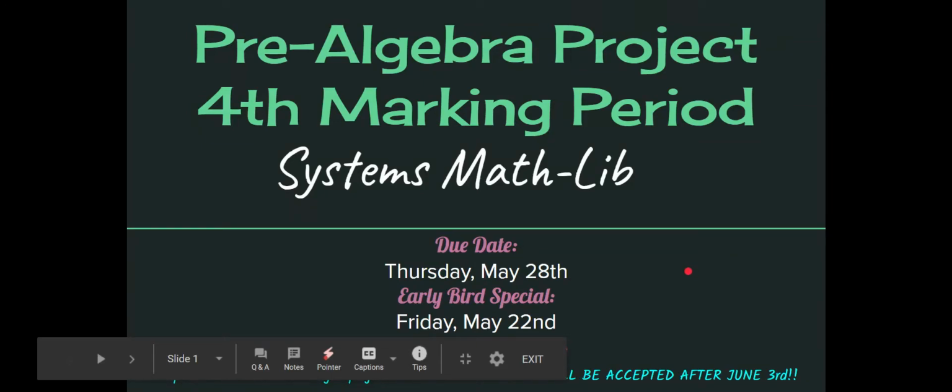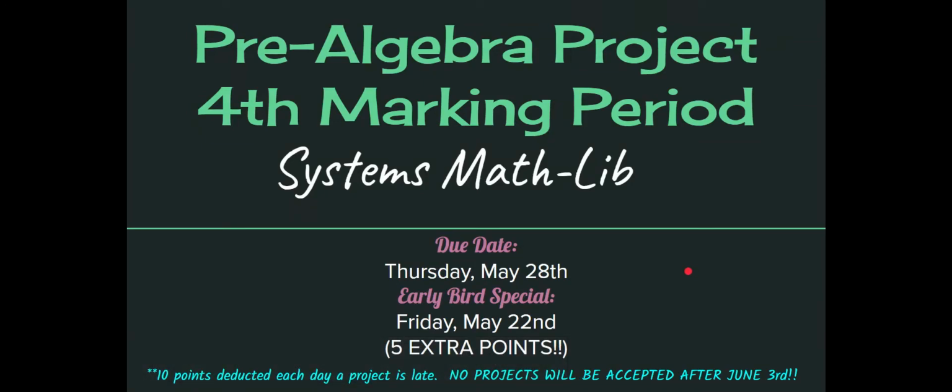Hi guys, I just wanted to take a couple minutes and go over the fourth marking period project. We are going to be creating a systems math lib. If you've ever done a Mad Lib, basically it's a story that has blanks inserted in, and once you determine the answers, you plug them into the paragraph, and then it makes a funny story. So this is what we're going to work on.